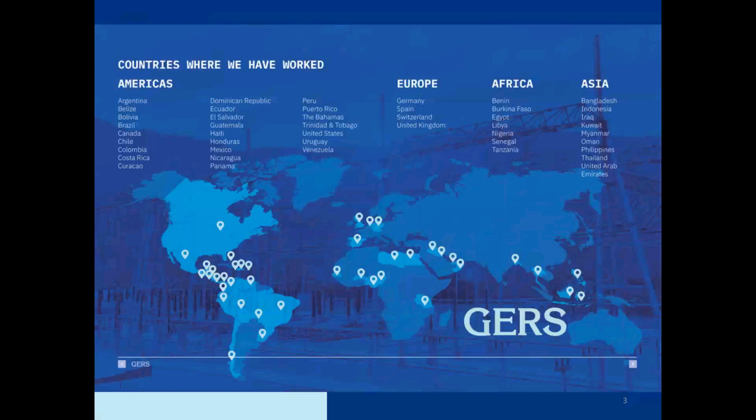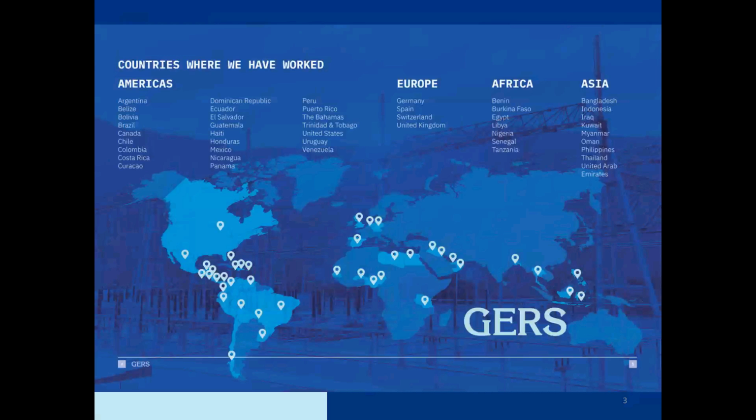First, I will give a brief introduction of our company, GERS. GERS is an electrical engineering consultant group that was established in 1981. To date, we have completed over 6,500 engineering projects and over 3,700 electrical studies in over 45 countries. On this slide, you can see the countries where we have carried out projects from our offices in the United States, Mexico, Colombia, and Chile.